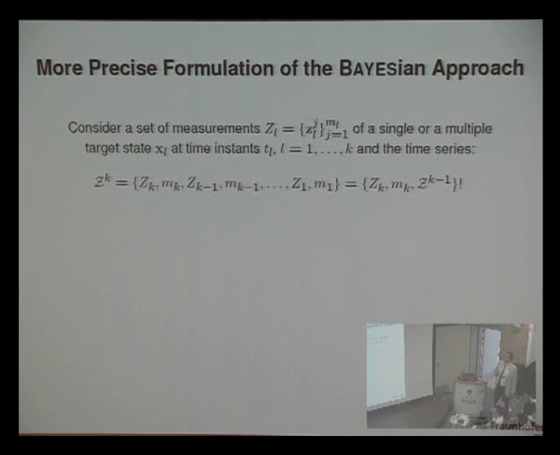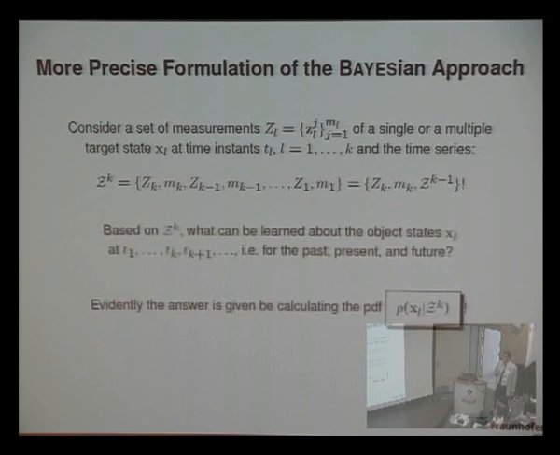Now let us go back to our original question. We have a set of measurements provided by a single sensor or multiple sensors, measurements related to a single or multiple target states. Typically we write measurements with the letter Z. We can write the accumulated series of all the measurements over time in such a manner. We have here the data at the present time, and here the time series up to and including time k minus 1.